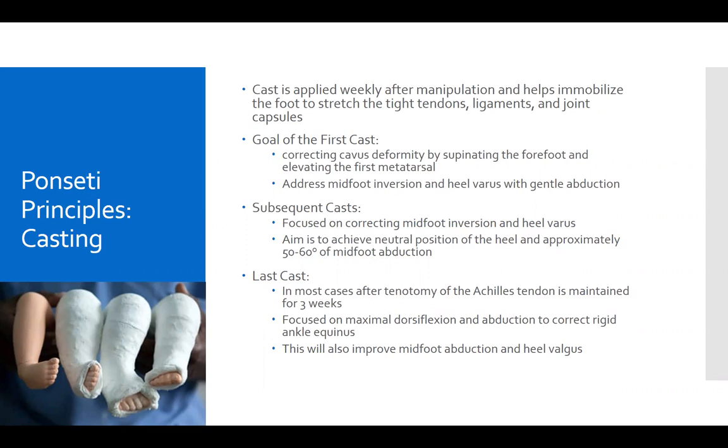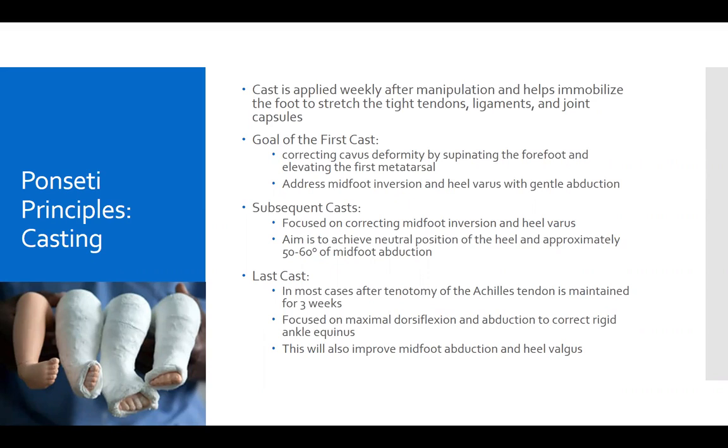So the goal of the first cast is to correct the cavus deformity, and we do this by supinating the forefoot and elevating the first metatarsal. This also helps to address some of the midfoot inversion and heel varus with a gentle abduction force. The subsequent casts are then focused on correcting the midfoot inversion and the heel varus. Through these casts, we tend to achieve a neutral position of the heel and about 50 to 60 degrees of midfoot abduction. The final cast in most cases is usually after an Achilles tenotomy, and it's usually maintained for about 3 weeks.